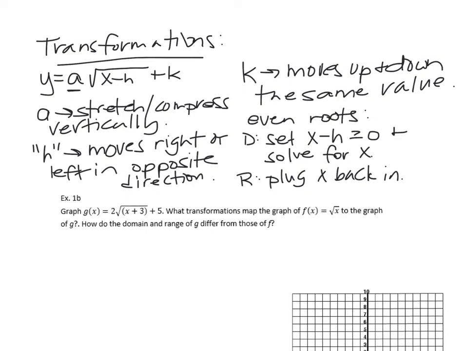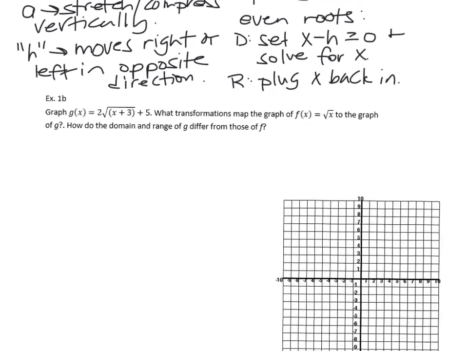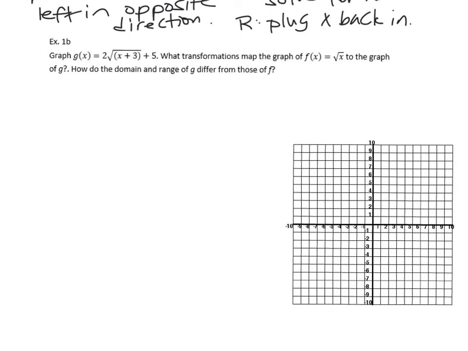All right, keeping that in mind, what we're going to do is bring this graph back up so that we can describe the transformation and sketch the graph for g of x. It says graph g of x equals 2 times the square root of x plus 3 plus 5. What transformations map the graph of f of x equals radical x to the graph of g? How do the domain and range differ?